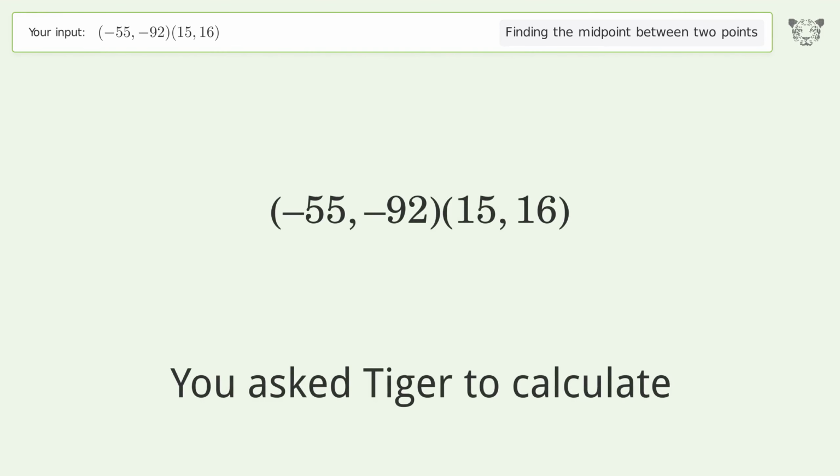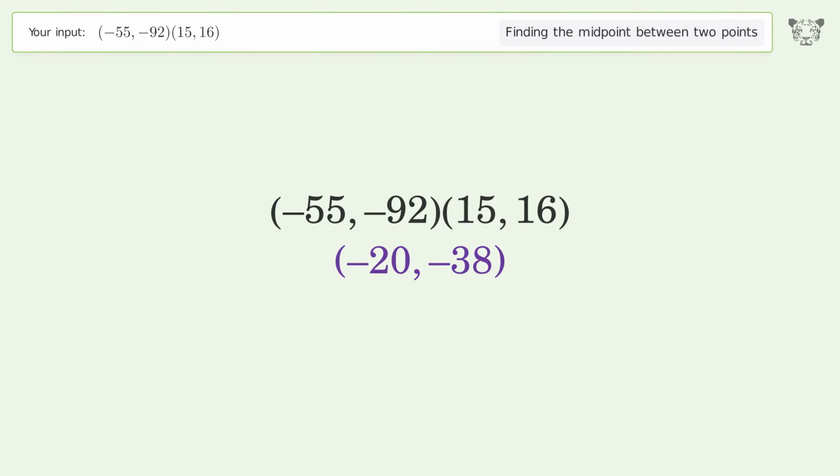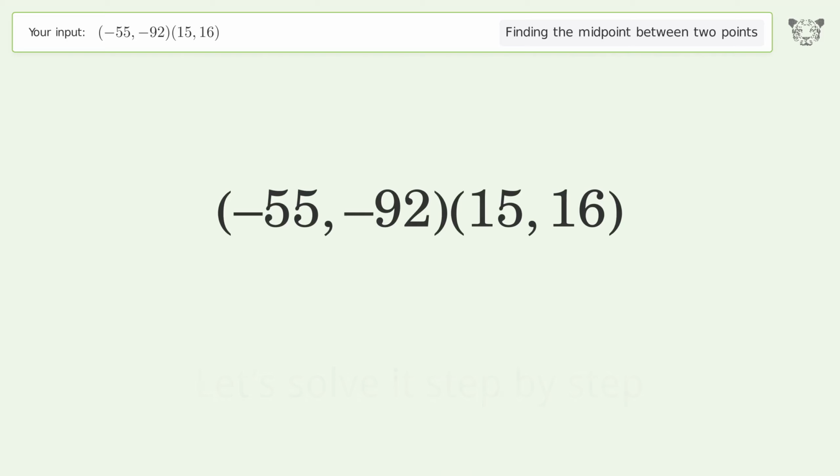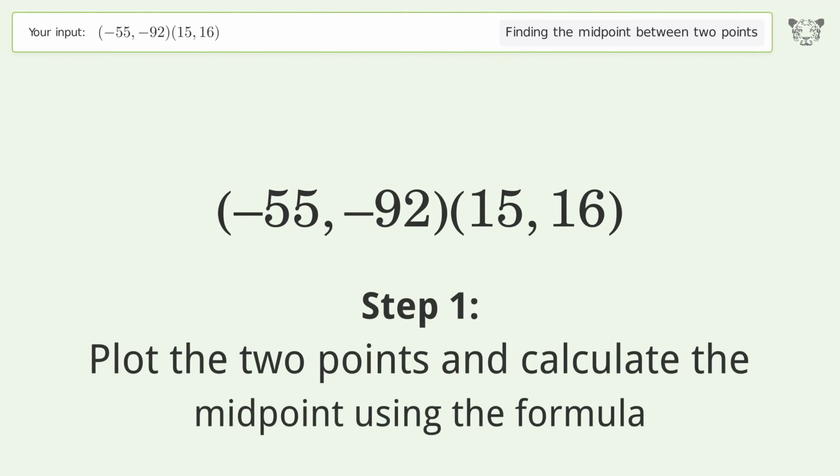You ask Tiger to calculate. This deals with finding the midpoint between 2 points. The midpoint between the 2 points is -20, -38. Let's solve it step by step. Plot the 2 points and calculate the midpoint using the formula.